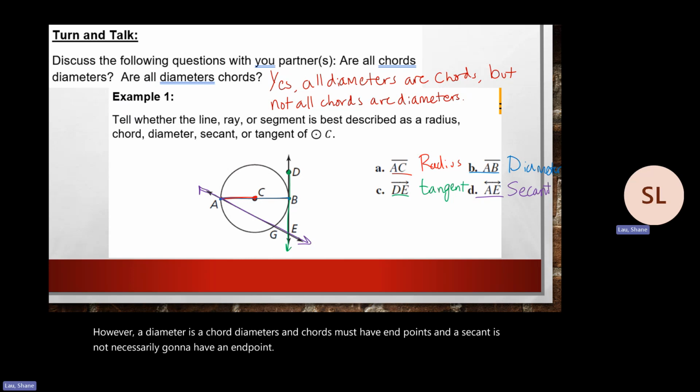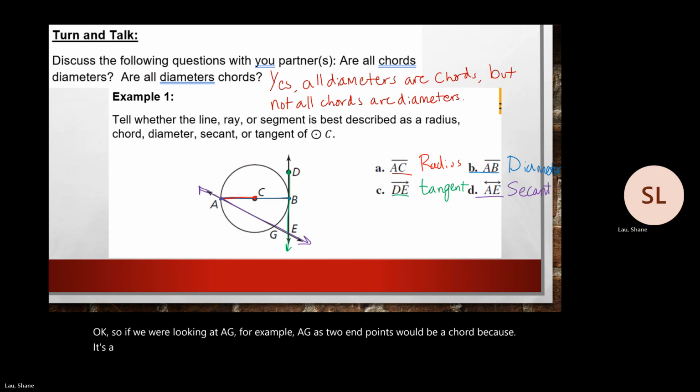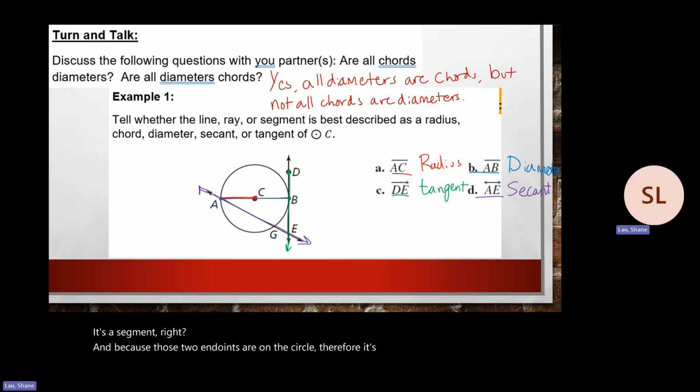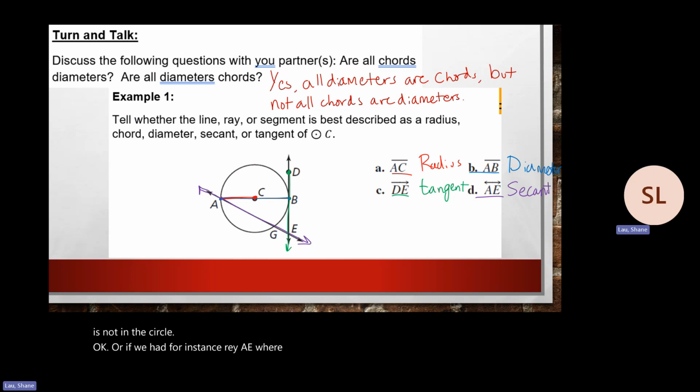So if we were looking at AG, for example, AG has two endpoints and would be a chord because it's a segment, and because those two endpoints are on the circle, therefore it's going to be a chord. But say we're looking at segment AE, that is still a secant because the endpoint is not on the circle. Or if we had, for instance, ray AE, where A is the endpoint and E is the line going infinitely, then that is still a secant. Make sure you make those distinctions.